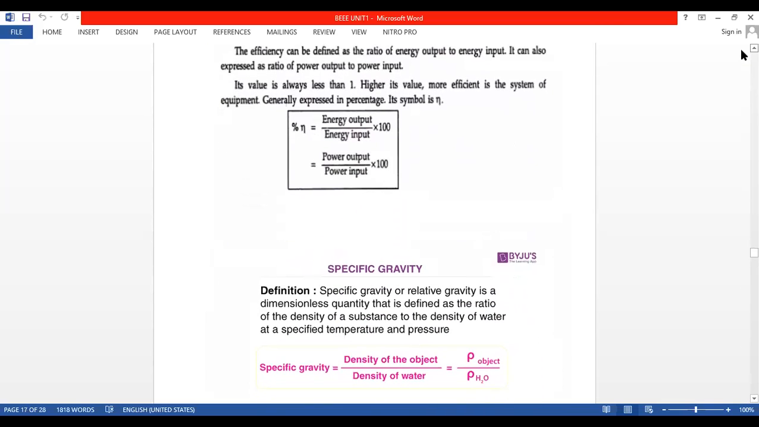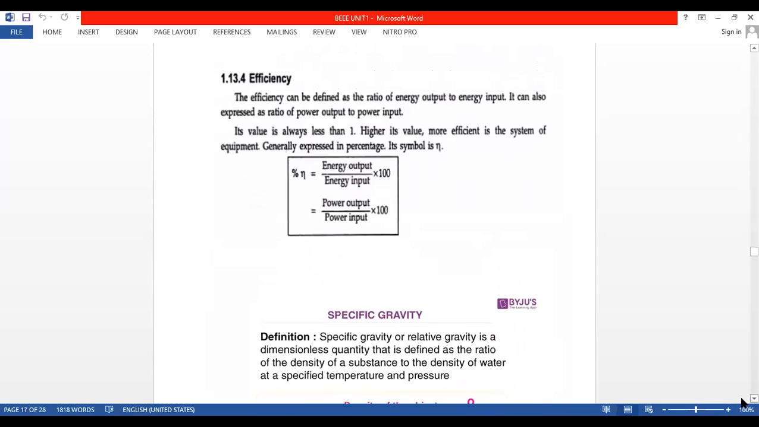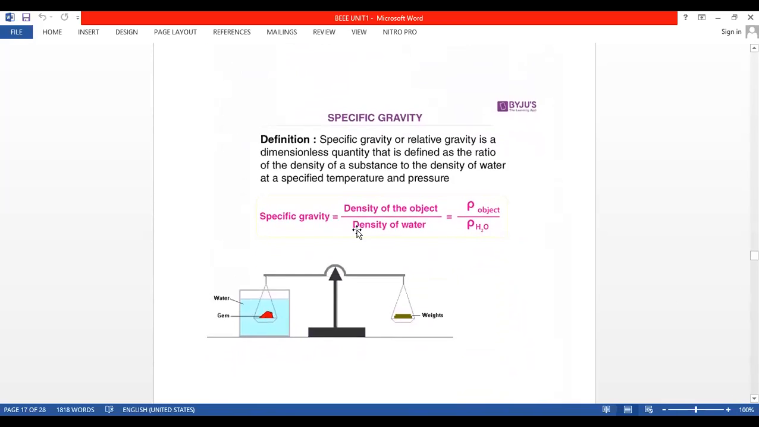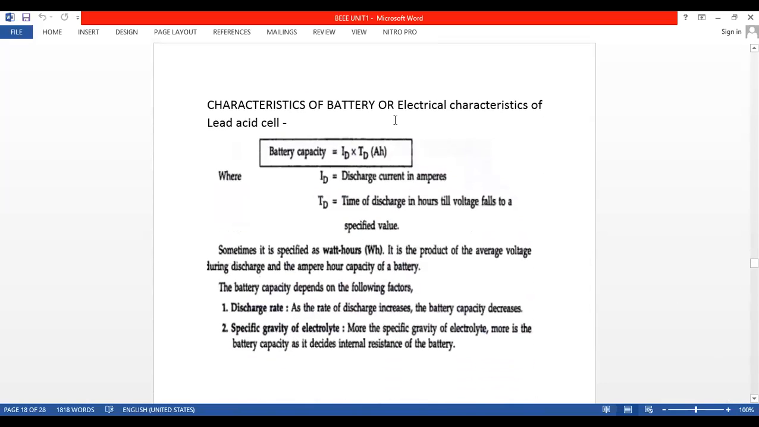Now, in order to study the characteristics, any question on the battery, all these things you are supposed to know, right? As you know, the efficiency is characteristics, specific gravity. Specific gravity is the ratio of the density of an object to the density of water. So specific gravity of the battery also is a factor for the characteristics of the battery. So what are the characteristics of the battery?